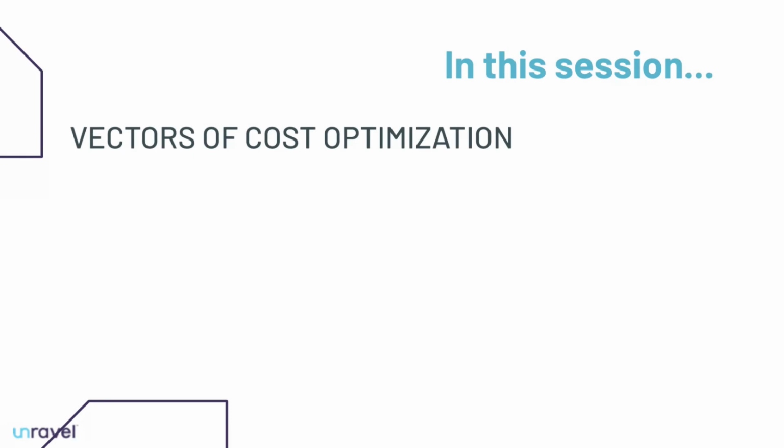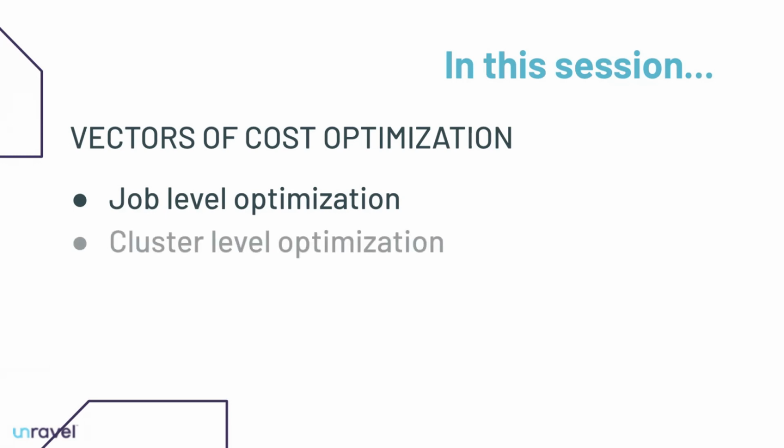So today in the session, when we talk about cost optimization, we're going to talk about various vectors of cost optimization. First one is job level optimization. At the heart of this, your Spark jobs essentially contribute directly to what you're paying for in Databricks, so those DBUs that you're using to run those jobs. Optimize the jobs, you can optimize your costs.